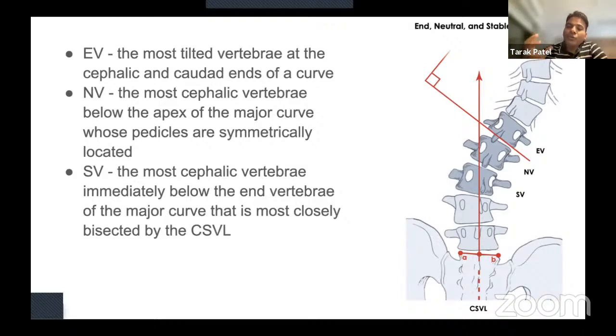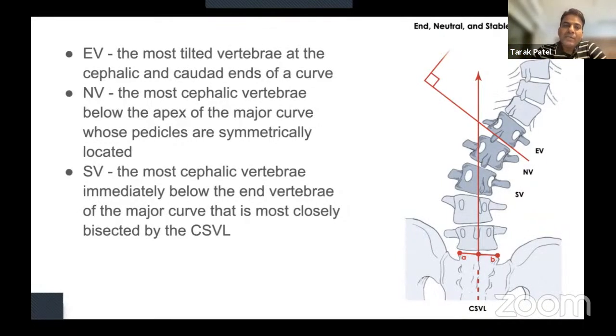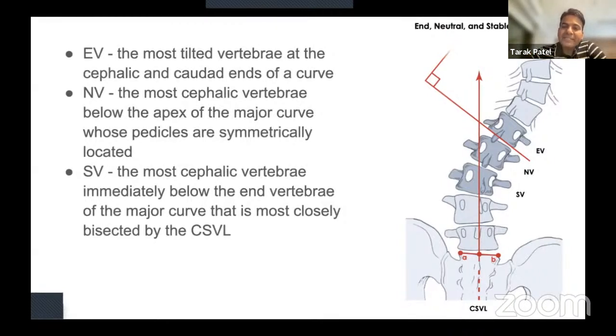Neutral vertebra. So we all know that at the apex, the vertebra is maximally rotated, and as you go down and try to go out of the curve, the vertebra is basically derotated to normalcy. So the most cephalic vertebra which becomes normally rotated is considered as the neutral vertebra. And stable vertebra is again beyond the curve. So beyond the curve, the uppermost vertebra which is most closely bisected by the CSVL is considered as the stable vertebra.